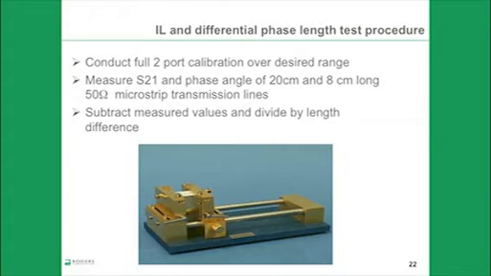So now we'll present some of the insertion loss and phase constant data. Our test procedure is to conduct a full 2-port calibration over the desired range up to the cable ends. We're measuring the S21 and phase angle of two different lengths of 50 ohm microstrip transmission lines. And then to gauge out the small effect of the fixture, we subtract the measured values and divide by the length difference.